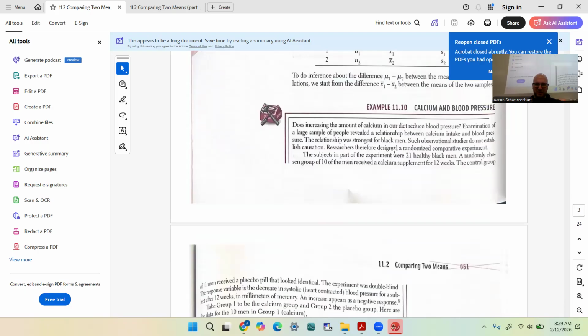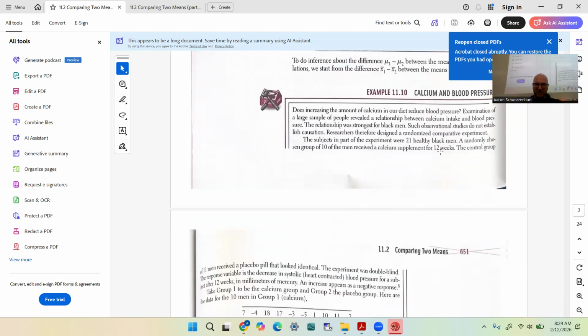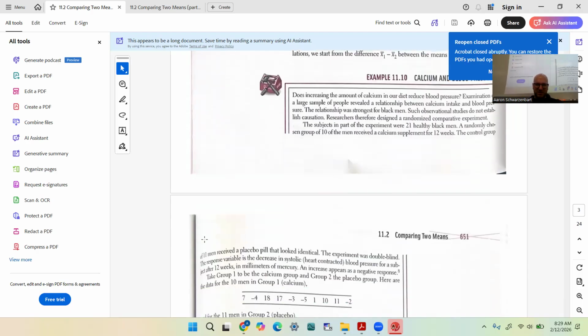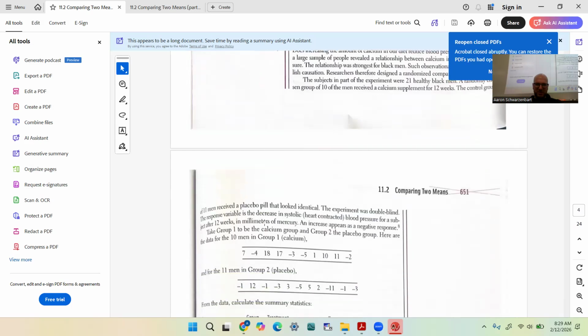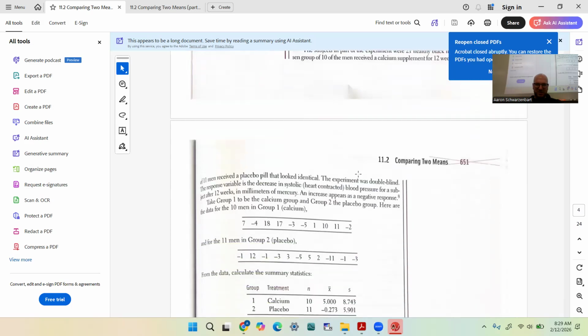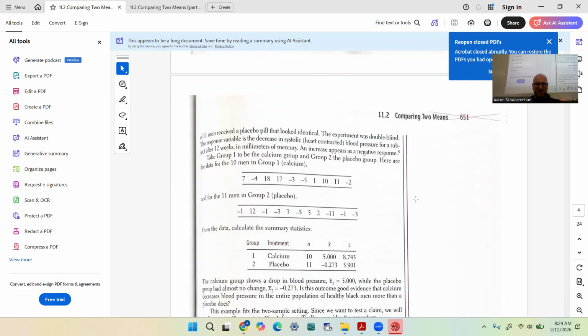The subjects in the experiment were 21 healthy Black men. A randomly chosen sample of 10 of the men received a calcium supplement for 12 weeks. The control group of 11 men received a placebo pill that looked identical. The experiment was double-blind. The response variable is the decrease in systolic blood pressure after the 12 weeks in millimeters of mercury. An increase appears as a negative response.